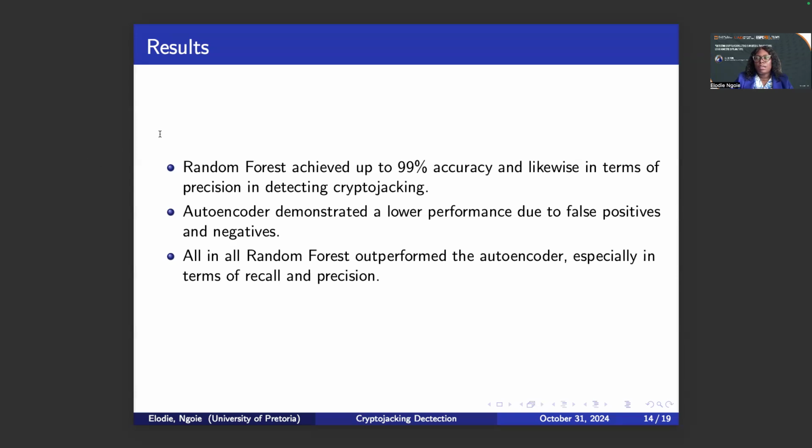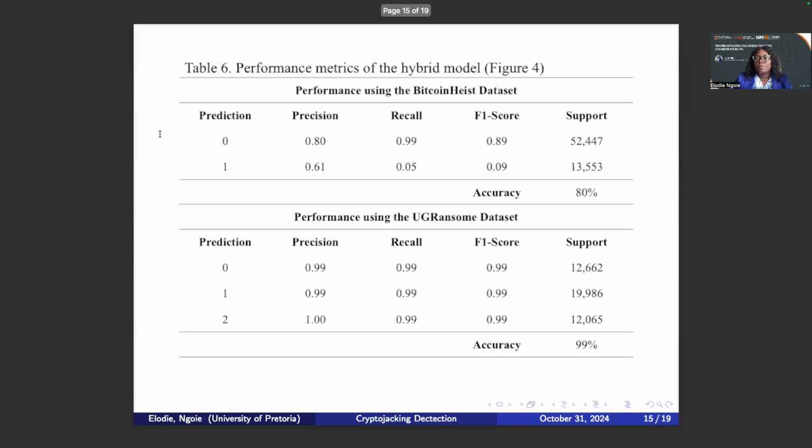Moving on to the next, so I think we have just a few slides to go. So this is just a table that tells what I just stated previously regarding the autoencoder, the autoencoder being outperformed by the random forest. As you can see there, random forest has achieved about 99% accuracy.